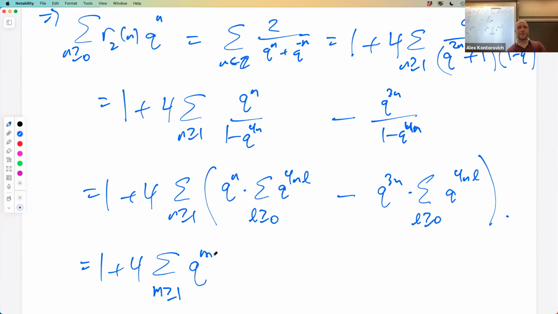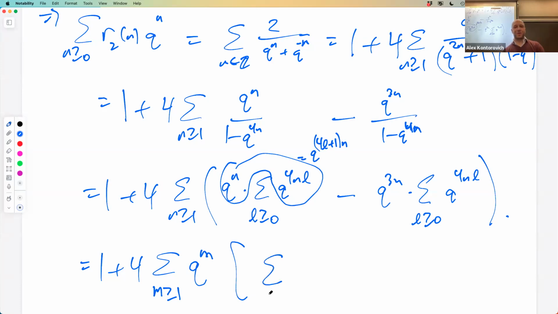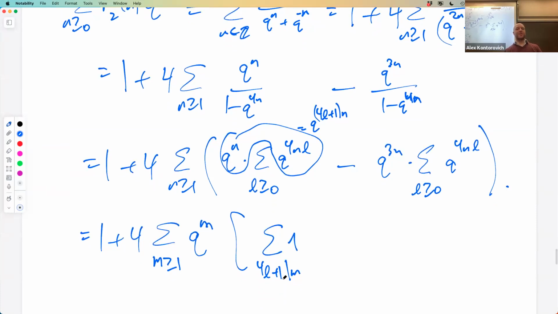And I want to know, how often does q to the m occur? How do I get a q to the m out of this? This is a q to the 4l plus 1. Let me combine these two. This is q to the 4l plus 1 times n. So how can this contribute a q to the m? This is a sum over 4l plus 1 dividing m. I get a factor of 1 every time that happens. Every time there's a divisor of m that's 4l plus 1, it'll occur here, once for each divisor, and that'll contribute a factor of q to the m.